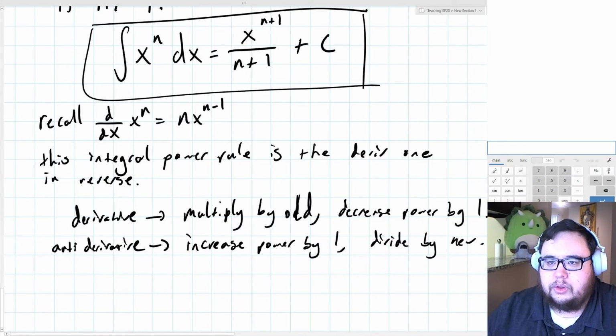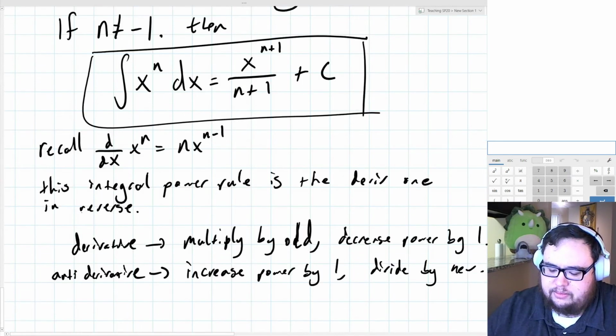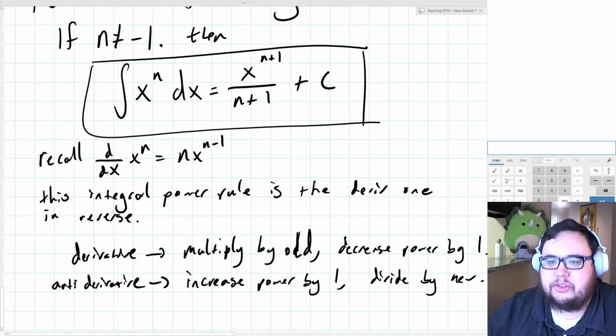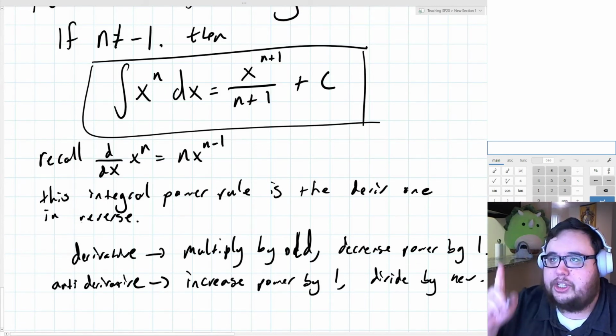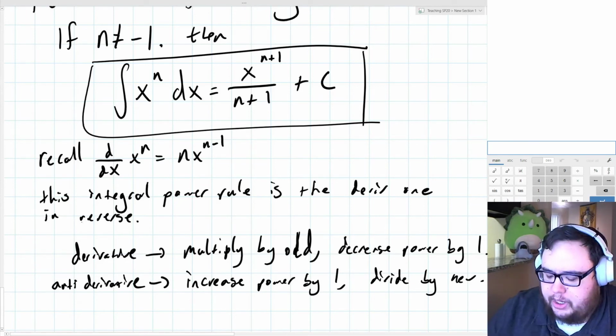Why doesn't it work when n is equal to 1? Shouldn't it not work when n is equal to negative 1? Oh, okay. Yeah, that's what it says up there. It does work when n is equal to 1. n equal to 1 is what we just did in our example above, right?